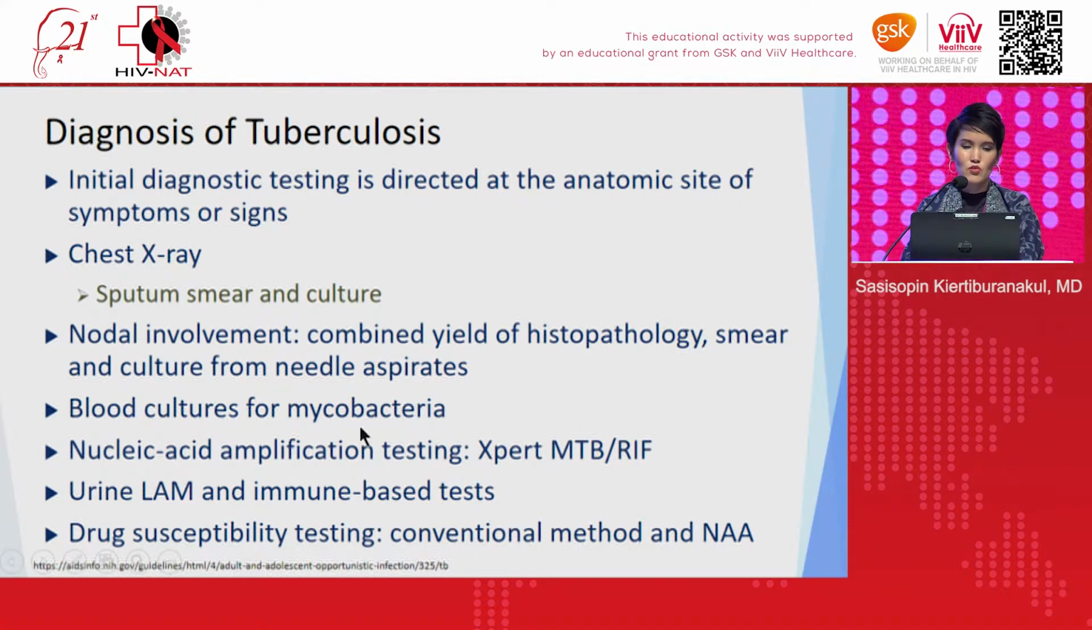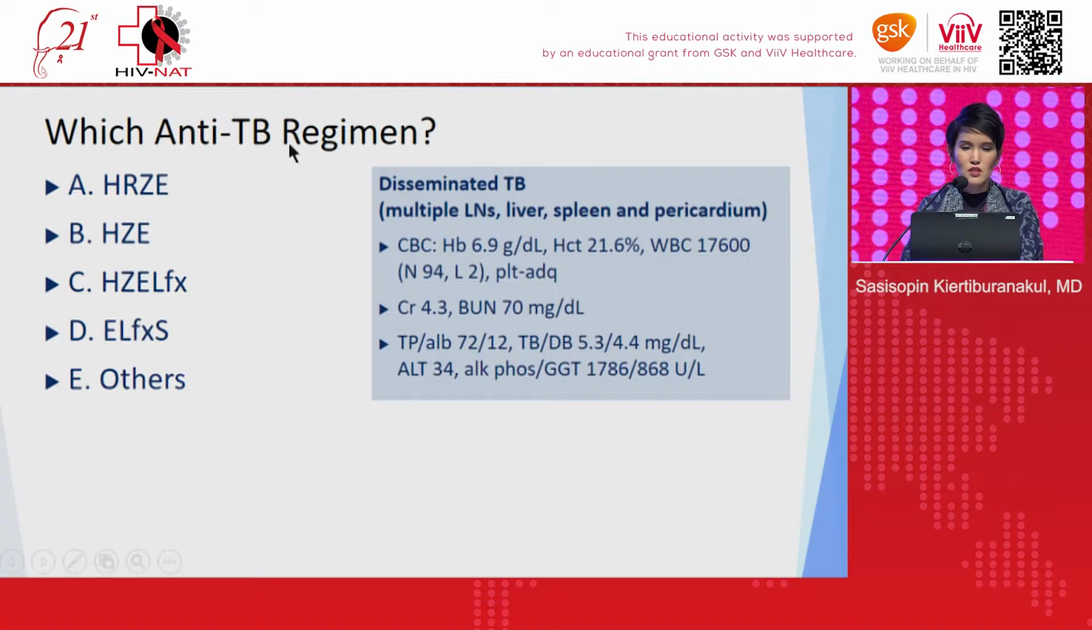In some cases, we can do blood culture for mycobacteria, and we have new testing, which you had a lecture about this morning, the Xpert MTB, and also urine LAM, and also immune-based testing. For drug-resistance testing in Thailand, we can do both the conventional method and nucleic acid testing. So in this case, the diagnosis is probably disseminated tuberculosis with multiple lymph nodes, liver, spleen, and pericardium.